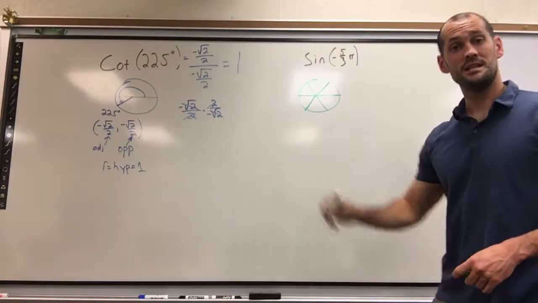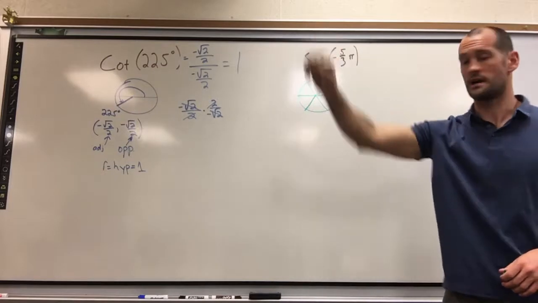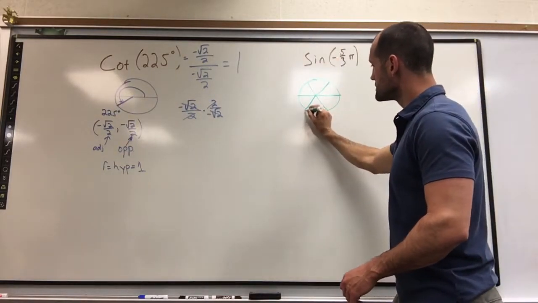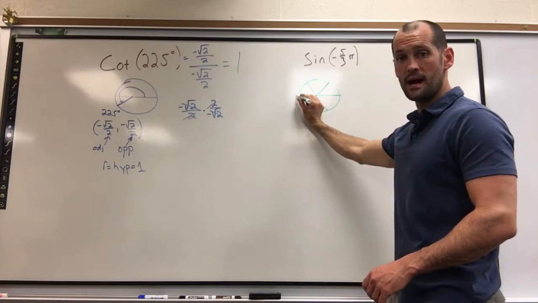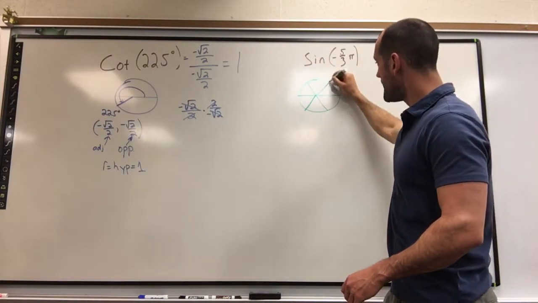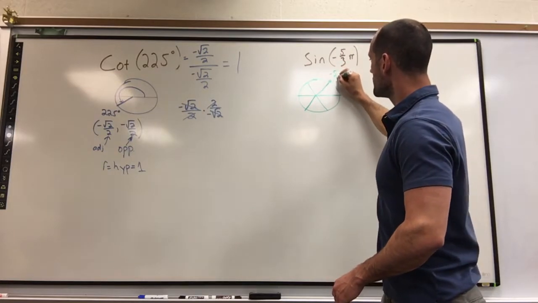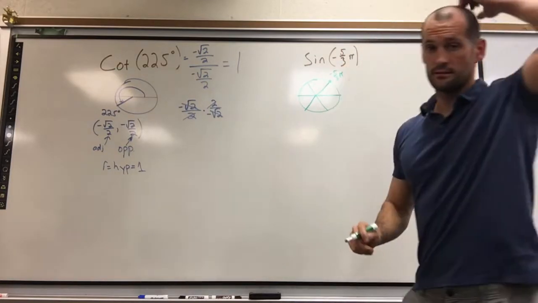It's negative, which means I go in the clockwise direction. So starting here, I'll go 1/3, 2/3, 3/3. So right there we're at pi. 4/3, 5/3. Right here is where I would be on the unit circle going negative 5/3 pi.